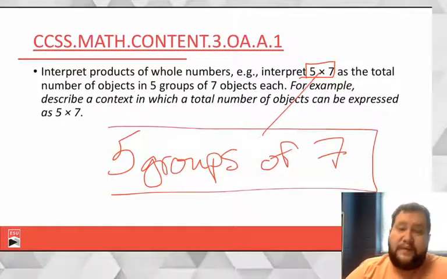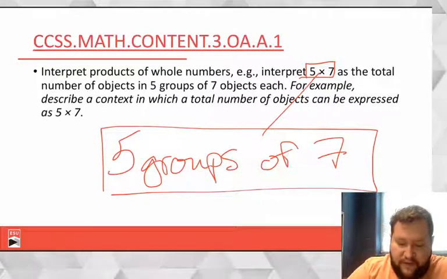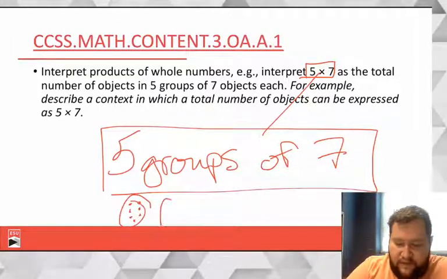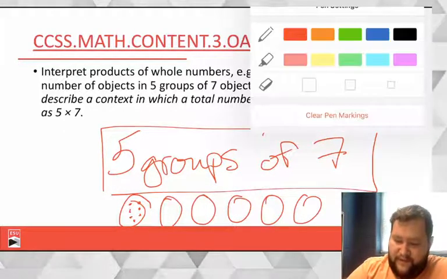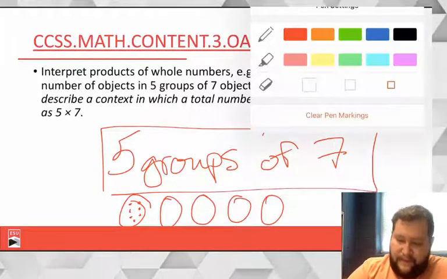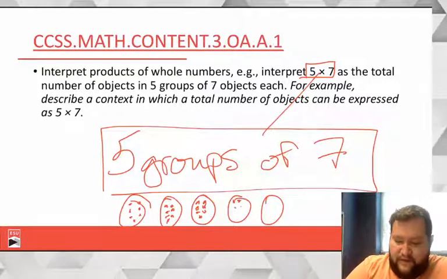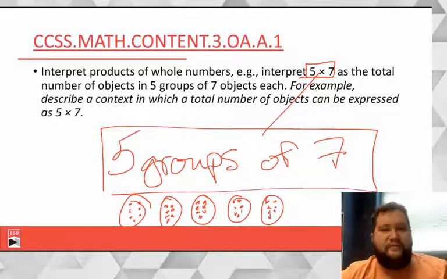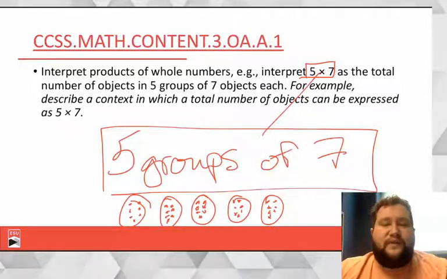This is really important because that means when we draw a set model, we're going to have 5 groups with 7 in them. So 1, 2, 3, 4, 5, 6, 7. That's one group, and so on up to 5 of those. 5 groups of 7. Which I probably could have typed in beforehand. But whenever we see 5 times 7, we're going to think 5 groups of 7 objects.